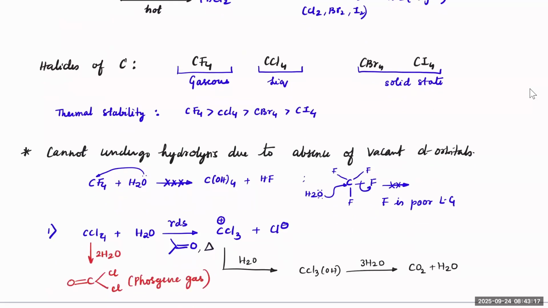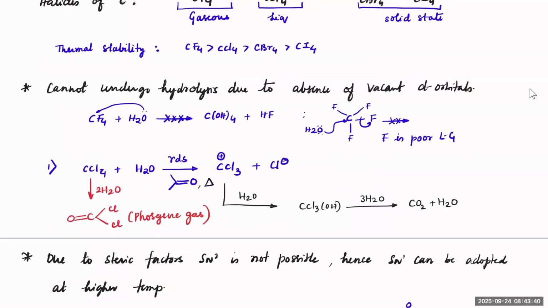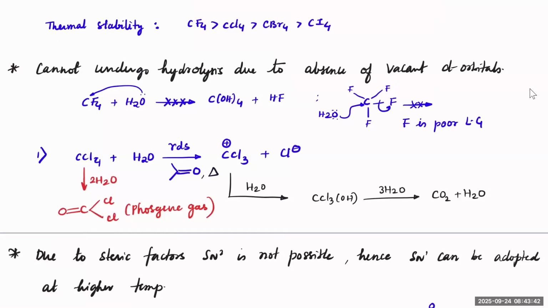Now, carbon, when it is existing as CF4, CCl4, CBr4, and CI4: CF4 is a gas, CCl4 is a liquid, and the other two are solids. Stability-wise, down the group the stability decreases, because the carbon-fluorine bond is very strong relative to carbon-iodine. Now, this is very interesting. When it comes to CF4, if you add it to water, it will remain inert. That means it is acting like a non-polar liquid in front of H2O. Clear? Why?